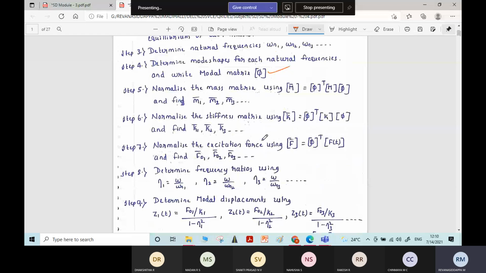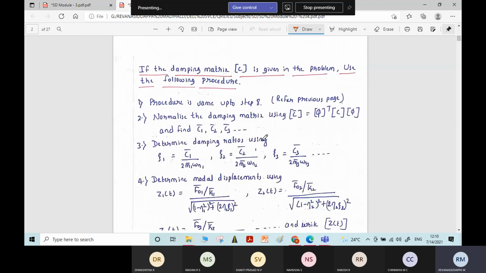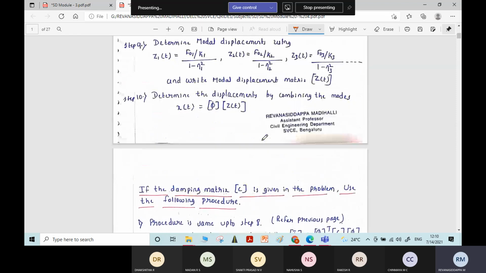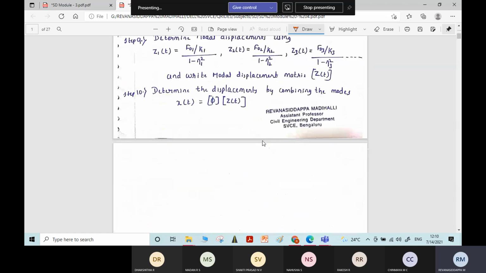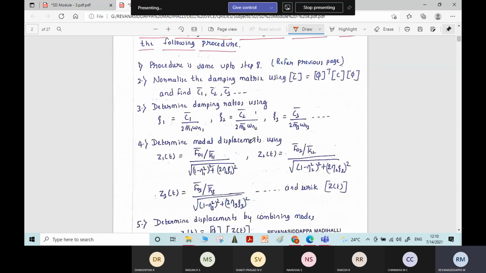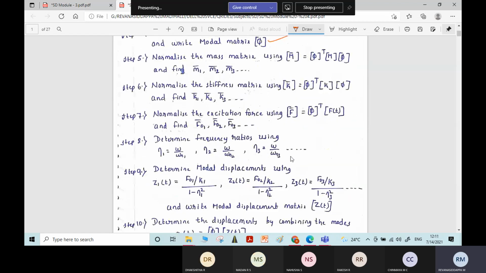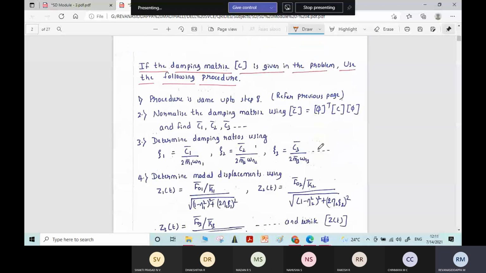If any damping is given in the system, the procedure is the same up to step 8. Up to here it is the same procedure. But when damping is given in the problem, the formula for finding the modal displacement, these z values, will be different. What is that formula? Here it is written.